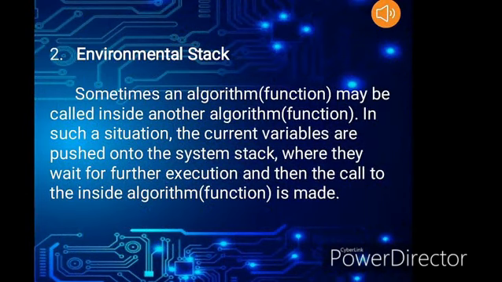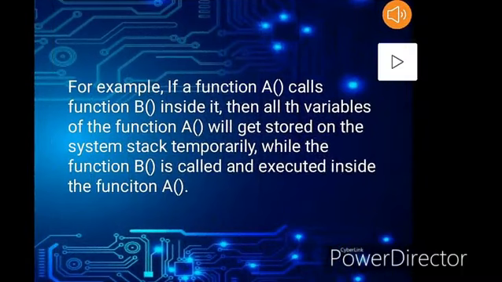The second one is environmental stack. Sometimes an algorithm or function may be called inside another function. In such a situation, the current variables are pushed onto the system stack, where they wait for their execution, and then the call to the inside algorithm is made. For example, if a function A calls function B inside it, then all the variables of function A will be stored on the system stack temporarily, while function B is called and executed inside function A.